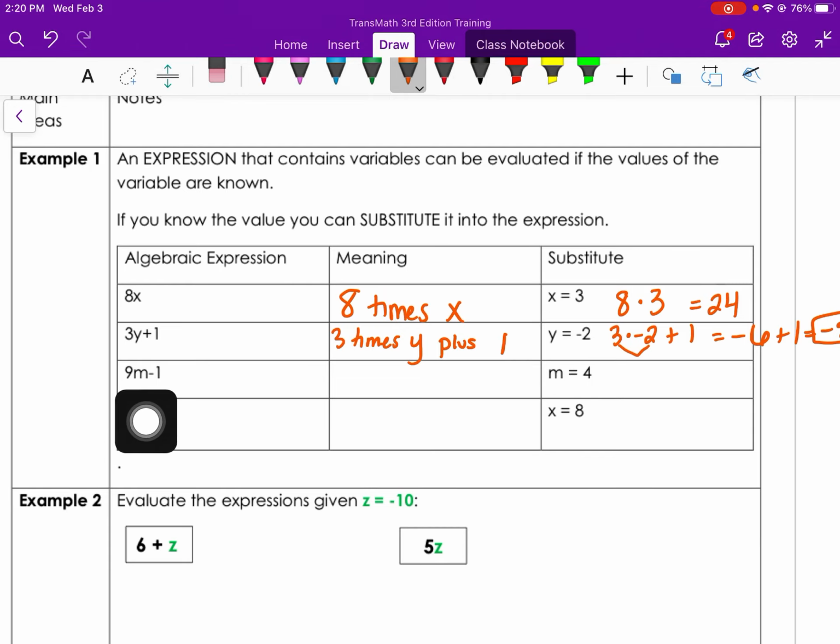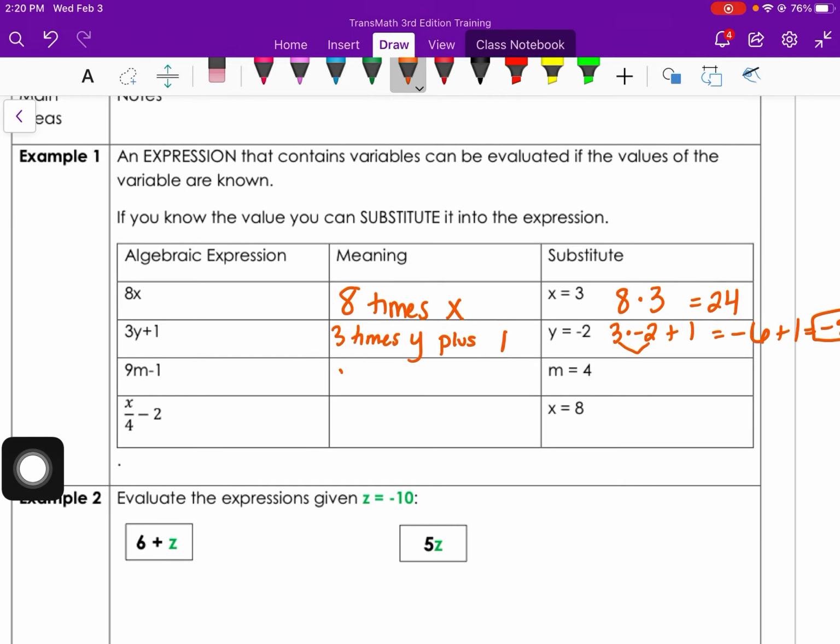The expression 9m minus 1. 9m minus 1 means 9 times m minus 1. So if I know that m equals 4, wherever I have the m, I would plug in 4. So it'd be 9 times 4 minus 1. 9 times 4 is 36, minus 1 is 35. So following the order of operations, you would do the 9 times 4 first, which is 36, minus 1 is 35.